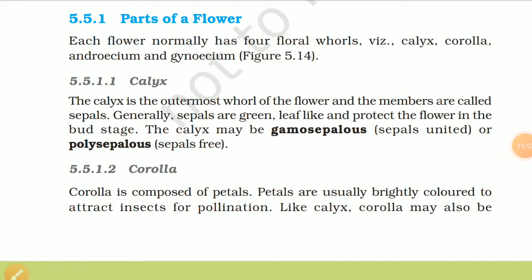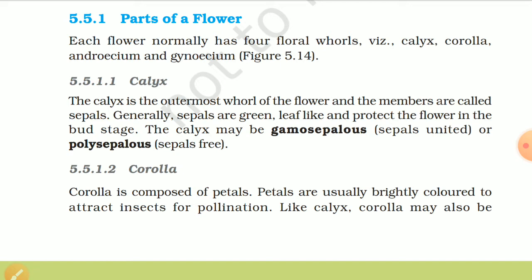5.5.1 Parts of a flower. Each flower normally has four floral whorls, viz. calyx, corolla, androecium and gynoecium. Figure 5.14. 5.5.1.1 Calyx. The calyx is the outermost whorl of the flower and the members are called sepals. Generally, sepals are green, leaf-like and protect the flower in the bud stage. The calyx may be gamosepalous, sepals united, or polysepalous, sepals free.